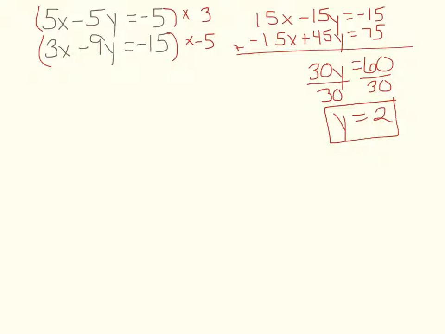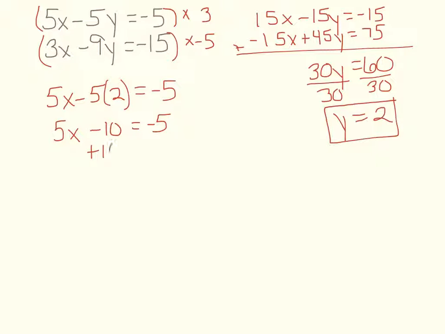Now pick one of those to plug it in to solve for x. I'm going to go with the top one again. So 5x minus 5 instead of y, we put 2 equals -5. 5 times 2 is 10. We add 10 to each side. So 5x equals 5. Divide by 5. X equals 1.